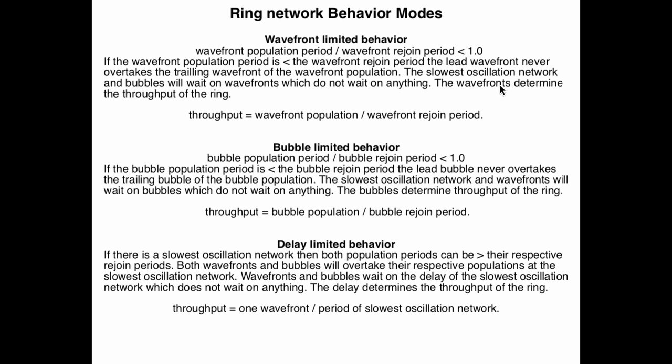Now you'll notice the ratio up here of the wavefront population period to the rejoin period is less than 1 when we're wavefront limited, and the ratio of the bubble population period to the bubble rejoin period is less than 1 when we're bubble limited, and these ratios will figure into the calculator, which we'll talk about next.